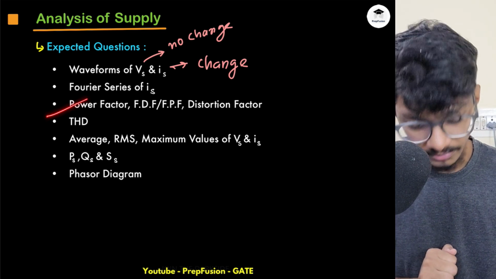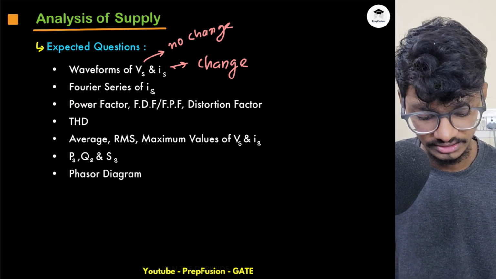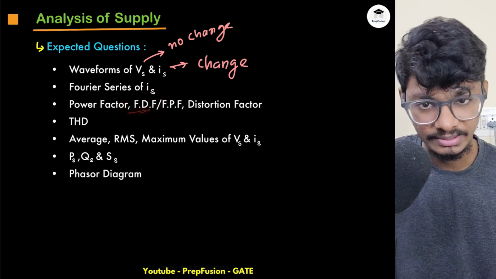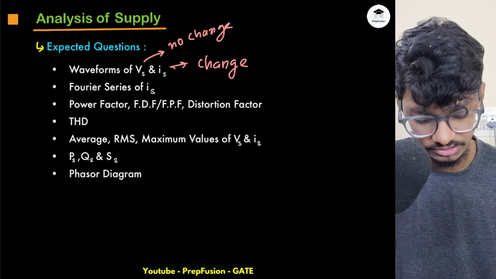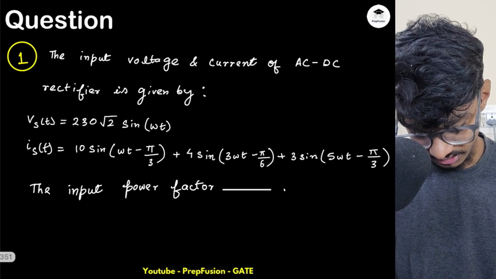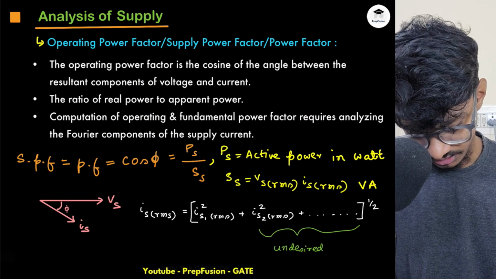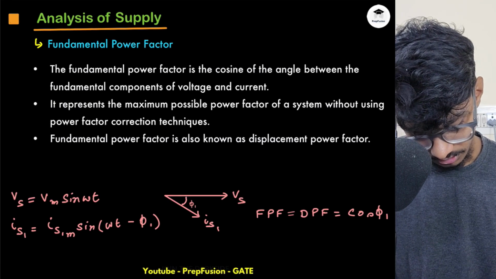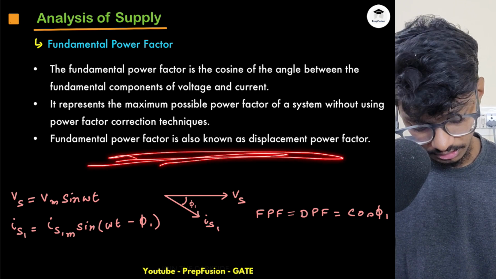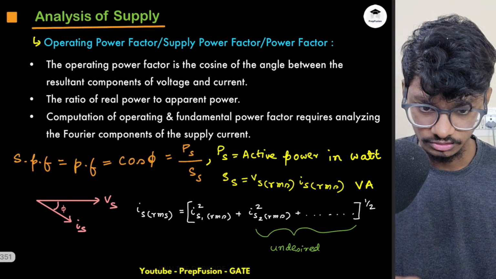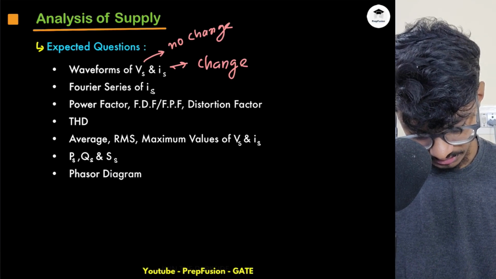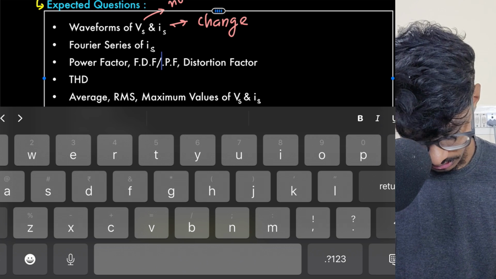Now power factor, they can ask supply power factor. I will already compute it for one of the examples. Then fundamental power factor or fundamental displacement factor, these are the same thing only. Or they can ask distortion factor as well. This is known as fundamental displacement factor. Fundamental power factor is also known as displacement power factor. This also you should know, right? So this would not be FPF, this will be DPF, displacement power factor. Sorry about that.